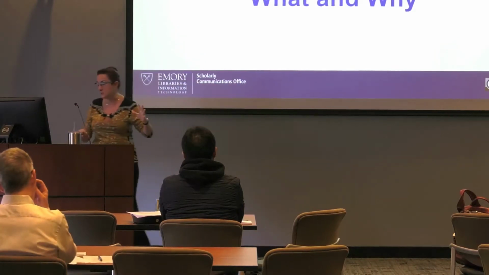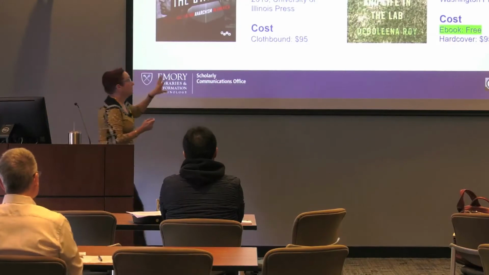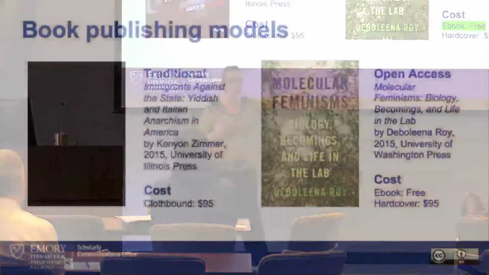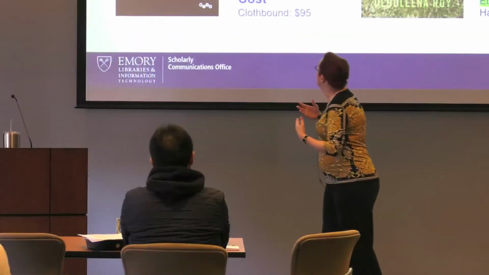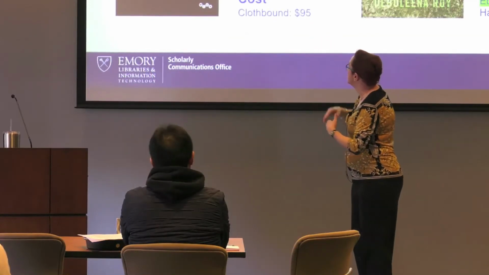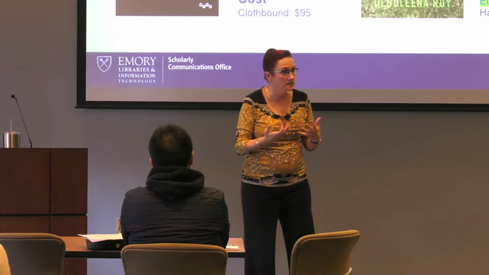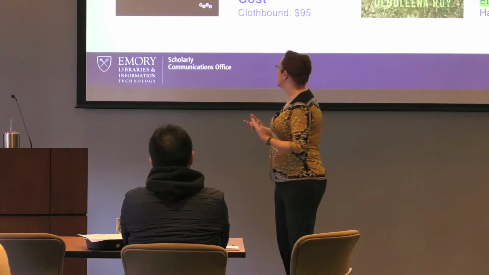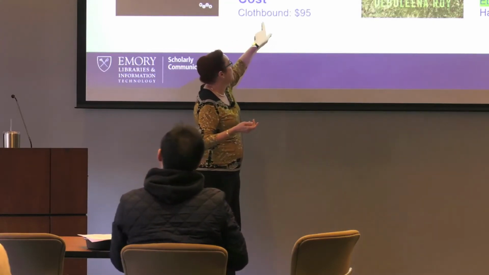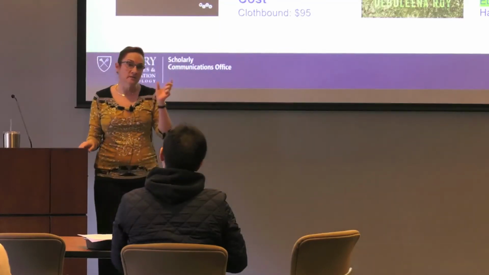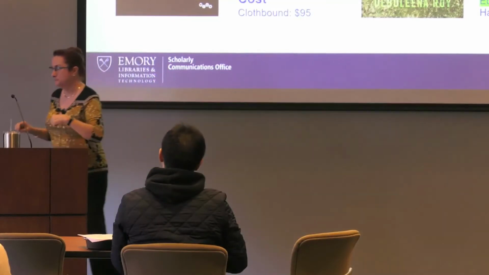So open access, we're going to talk briefly about that. Before we talk about open access, I'm going to talk about a couple of different models in which you can publish books today. And I've chosen some examples from folks that I know. The one on the left is from a friend of mine, Kenyon Zimmer, who was a former colleague and a friend at the university where I used to work. He wrote this book, published in 2015 by the University of Illinois Press. It is published under traditional copyright. If I wanted to have a copy of that book, and Kenyon wasn't willing to give me one if he had an extra one, I would have to pay $95 for a cloth bound, or there's cheaper versions like a paperback and an ebook, okay?